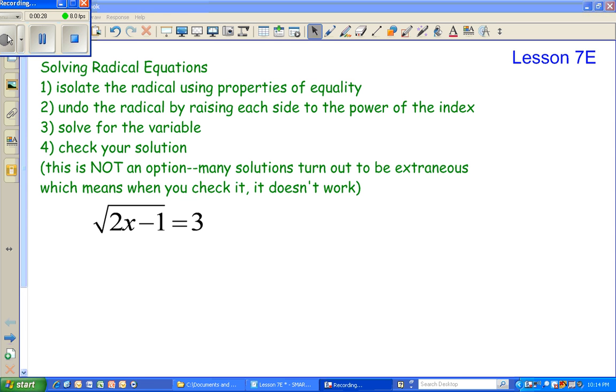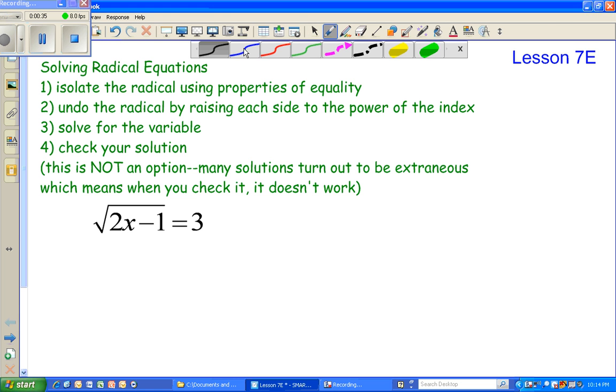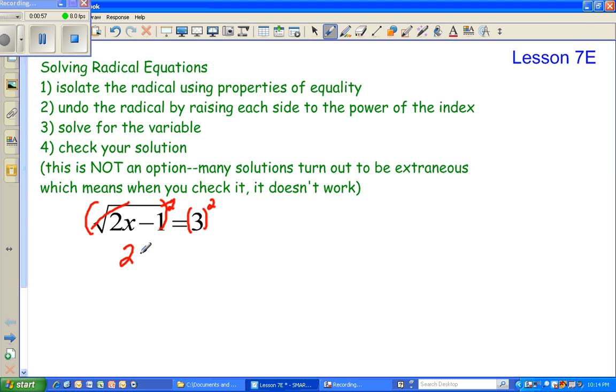And the best way to get rid of a radical is to undo it with the power. So since this is a square root, we're going to get rid of the square root by squaring each side. And if you square the left, then you need to square the right. That's a property of equality. Whatever you do to one side, you have to do the other side. So the square is going to take out the square root, leaving us with 2x minus 1. And 3 squared is going to give us 9.